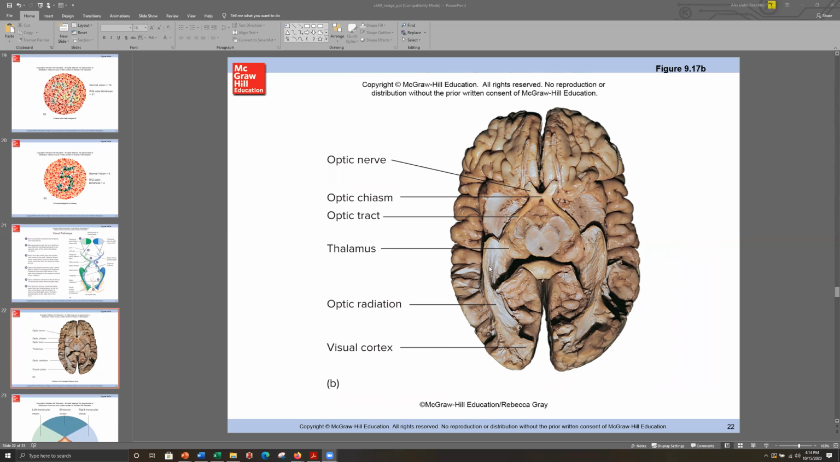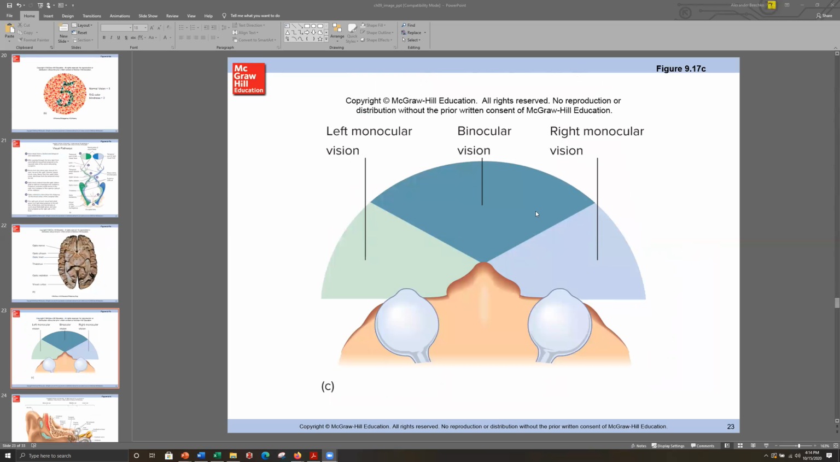So we have our optic chiasm that passes back here to the occipital lobe, and the same thing that passes over here, okay? Where we have our optic radiation and then our visual cortex. And here we can see the thalamus present for synapsing those connections. Okay. So here we have representation of monocular vision versus binocular vision. So left monocular vision, right monocular vision, and then the field of range for binocular vision represented here.